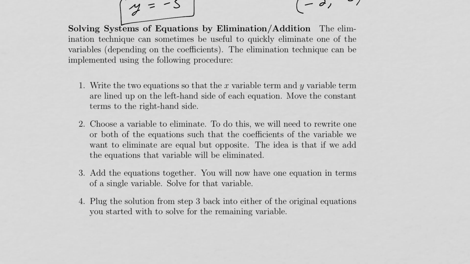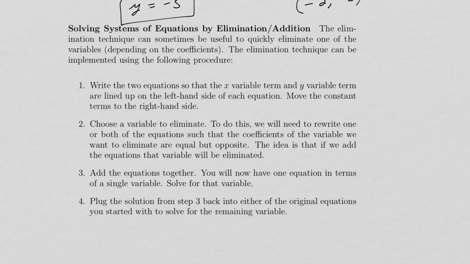So the first step is you want to write the two equations so that the x variable and the y variable, those terms, are lined up on the left-hand side of each equation. And you want to put the constants on the right-hand side. Okay, then you're going to choose one of the variables to eliminate, right? Either x or y, or they could be named other things, but typically x and y.